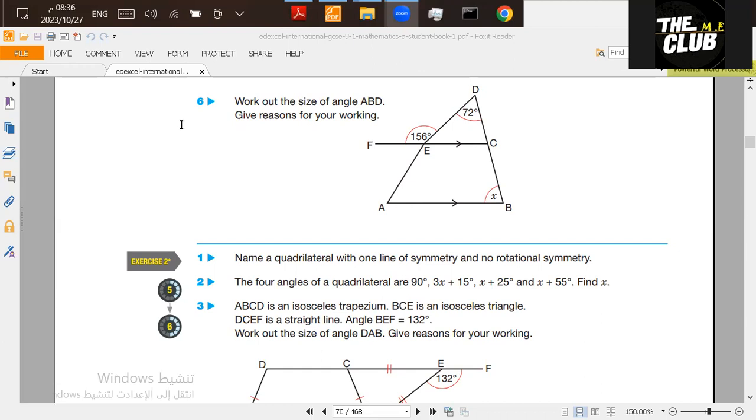Okay, now we're gonna do question 6. Question 6, look at the size of angle ABD. Give reasons for your work. So we have to give reasons for each step that we do.